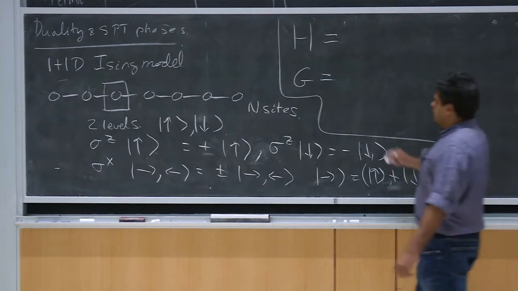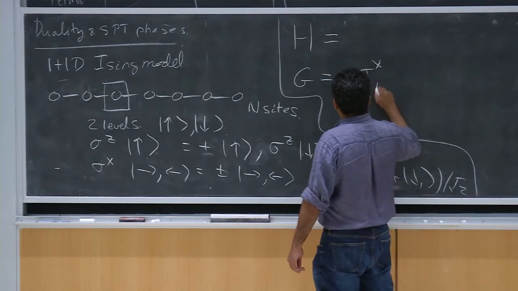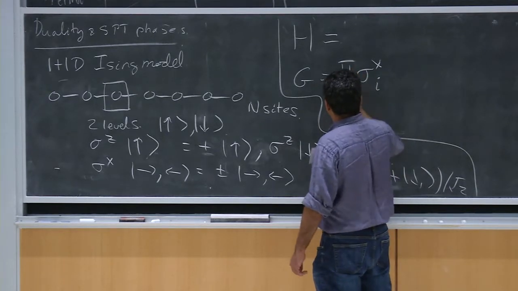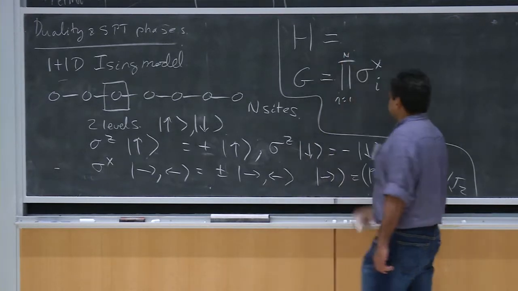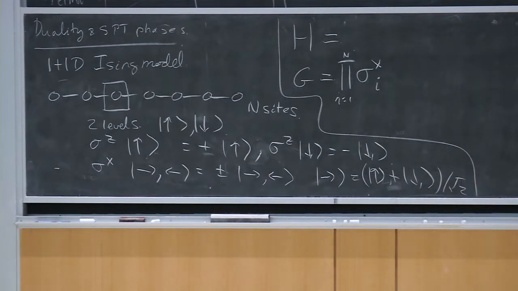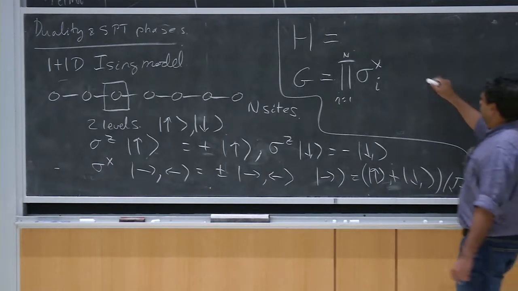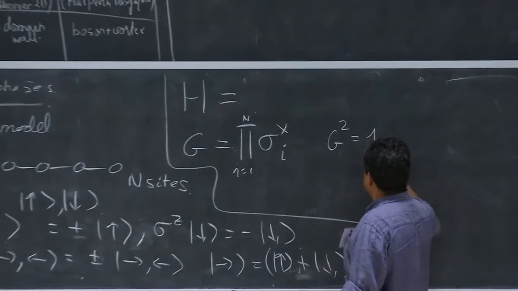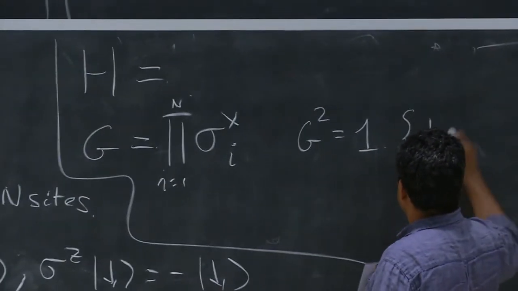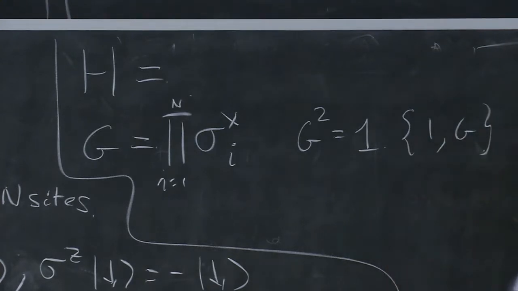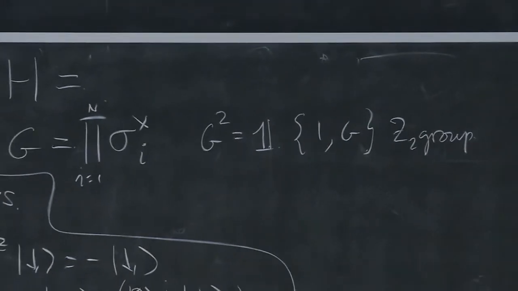Okay, so the symmetry is going to be just sigma x on every site, so you have to take the product over all sites of sigma x. And this operator, it's a unity operator, and it squares to unity. So the group formed by this, the symmetric group, is just two elements: doing nothing, the identity, and this operator G. So obviously this is a Z2 group, two elements. So we'll call this sometimes Z2 symmetry. So these are the two conditions we want.